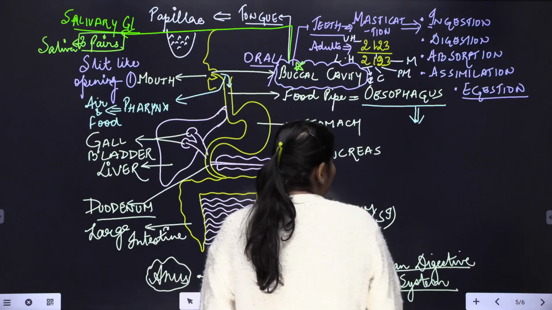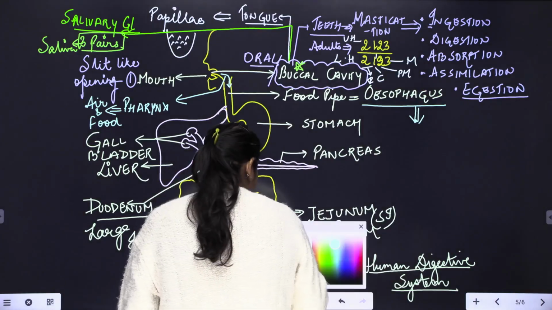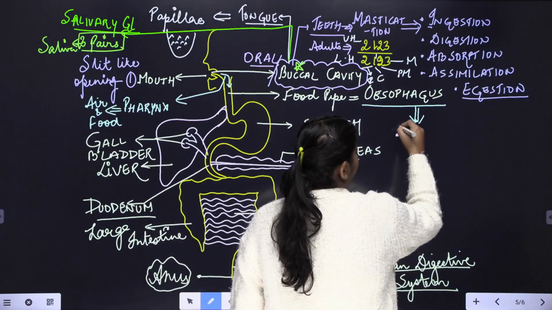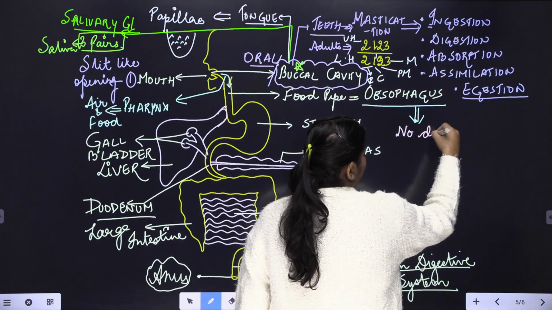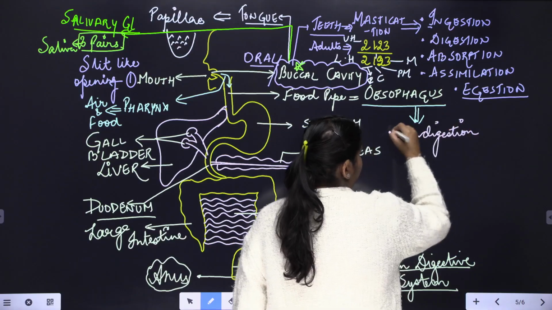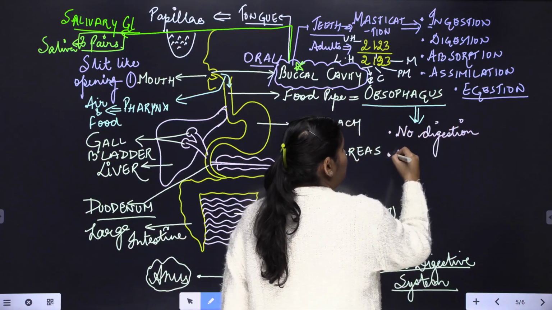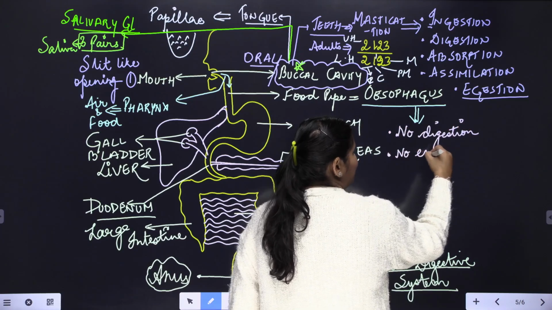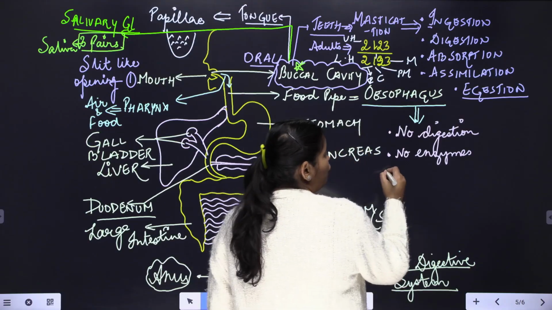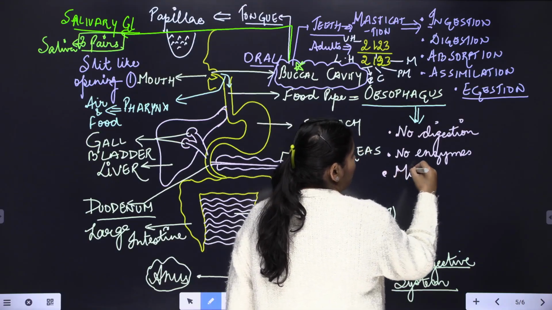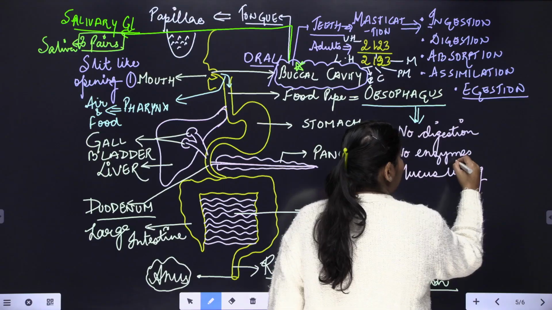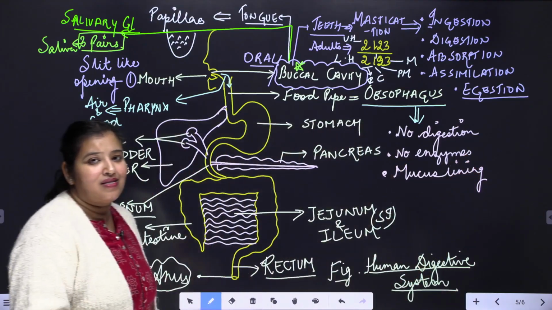Now, children, let's come back to the esophagus. Please keep in mind that no digestion is going to take place here. No digestion occurs in the esophagus. Second, no enzymes are secreted here. The esophagus or the food pipe has a mucus lining, which makes it easy for the food to pass down.